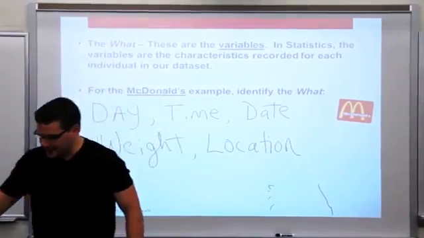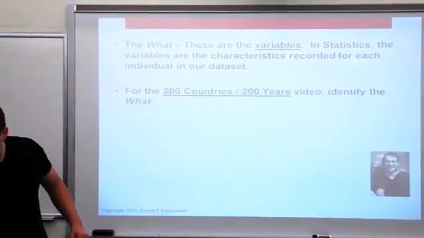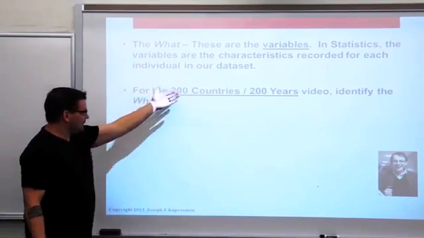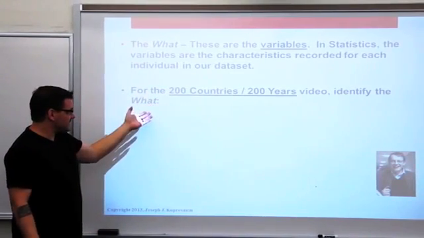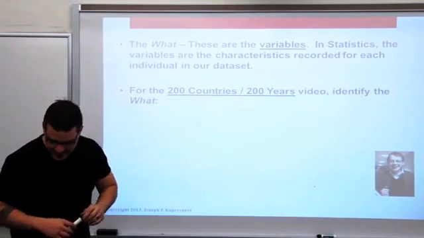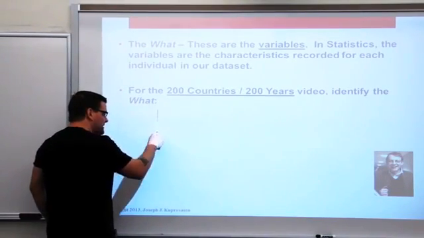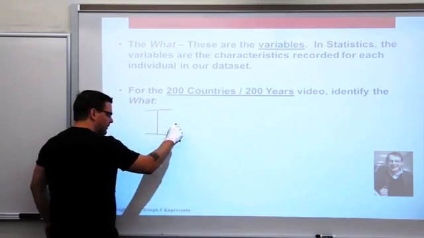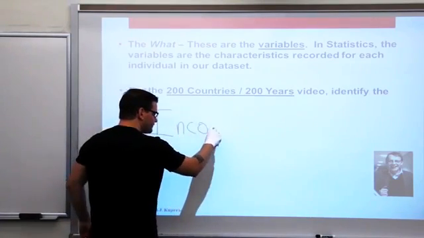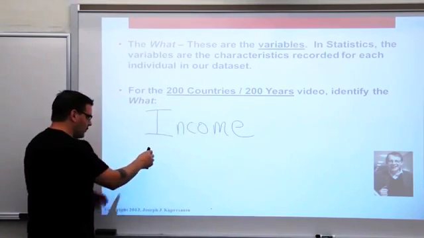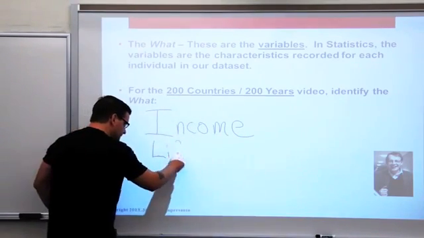All right, there's the second one. I think we'll go back to the Hans Rosling. For the Hans Rosling video, 200 countries in 200 years, identify the what's, what changed from country to country. What he was looking at, for each country he recorded income. For each country, Hans recorded lifespan.